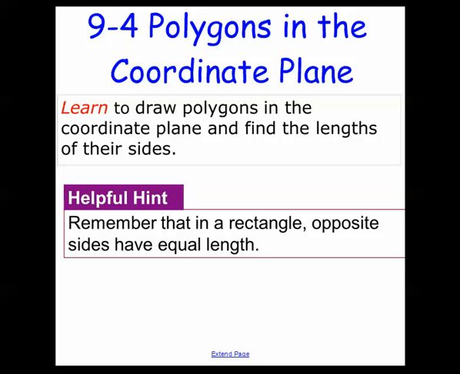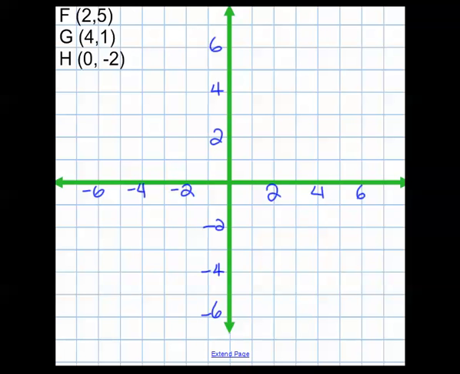Remember, just a quick helpful hint that when we have rectangles, opposite sides are going to have the equal length. So in your notes, hopefully you're already now open to 9-4, polygons in the coordinate plane. You'll notice you have lots of graphs on there. We're going to be doing more graphing again like I just said. Remember, even though I only have every other number written, even though it's not written, this is a 1 right here, and this is a 3, this is a 5, and so on. So the lines I didn't number are all the odd numbers.